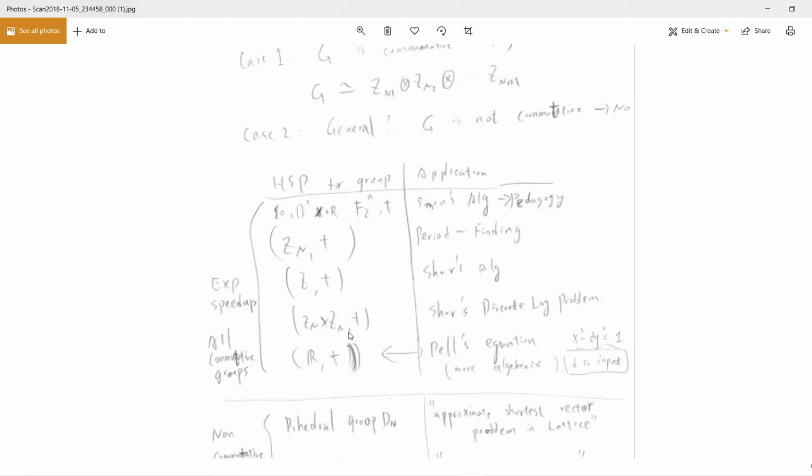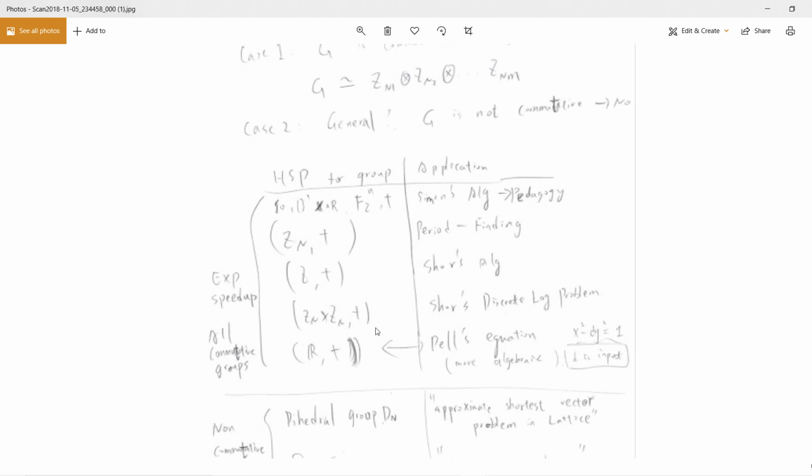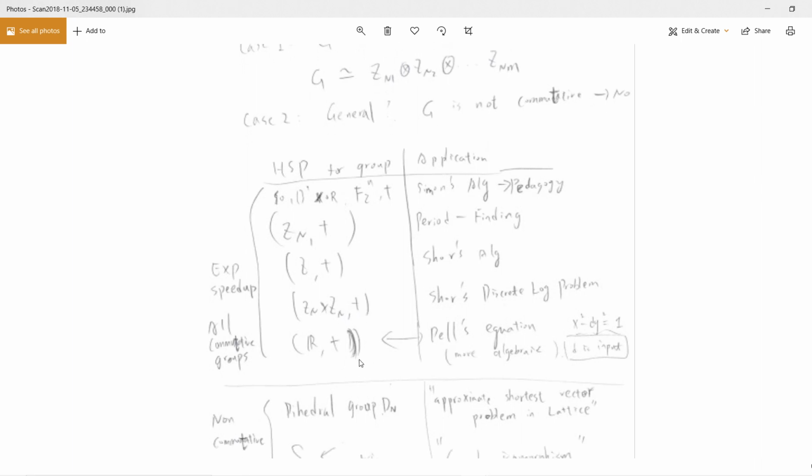That's Zn cross Zn with plus. And this is the famous Pell's equation, x squared minus d y squared equals 1. This is an algebraic problem, where G is the real numbers and the group operation is plus.